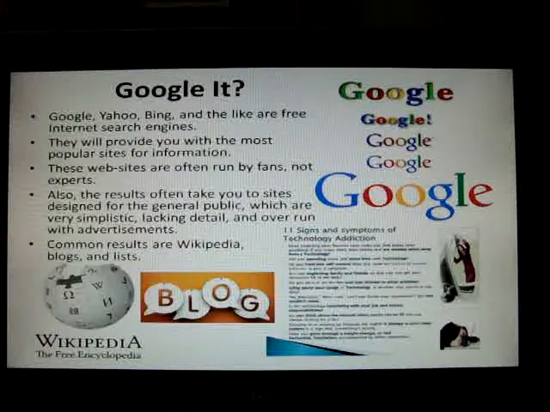There's nothing wrong with these search engines. They do what they're supposed to do. They find things for you. But you have to understand how they work. They're tools. You don't want to try to drive a nail with a screwdriver. You want a hammer, okay?